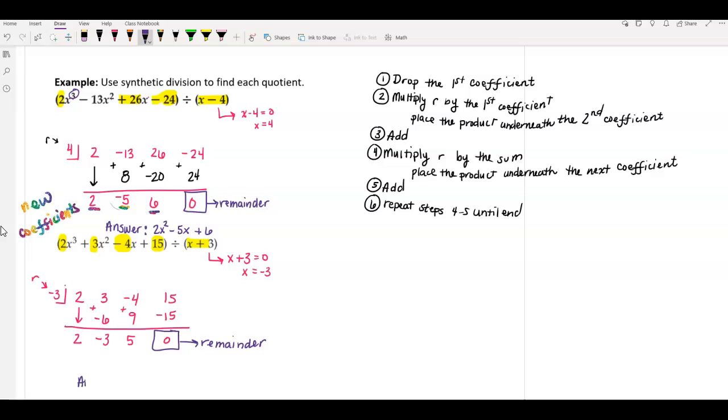And our answer becomes what? Well, if we started with a cube, that means we're going to start with a squared. And here's my new coefficients. 2x squared minus 3x plus 5. We just go in descending order straight down the line because we have our new coefficients.